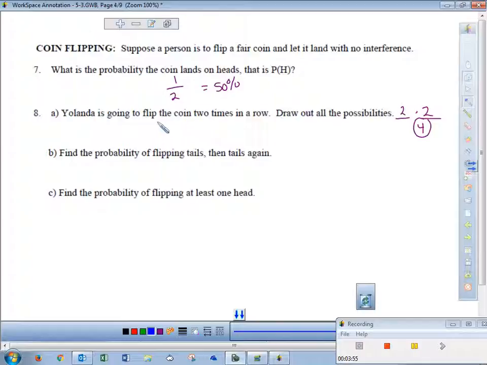So, let's do heads, and then they could flip a heads and a tails. That's if they flipped a head on the first one.